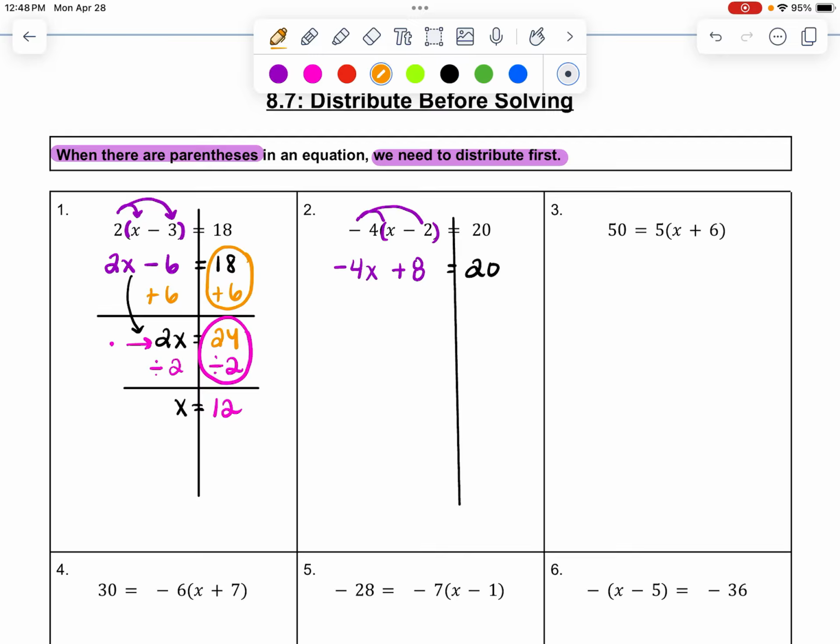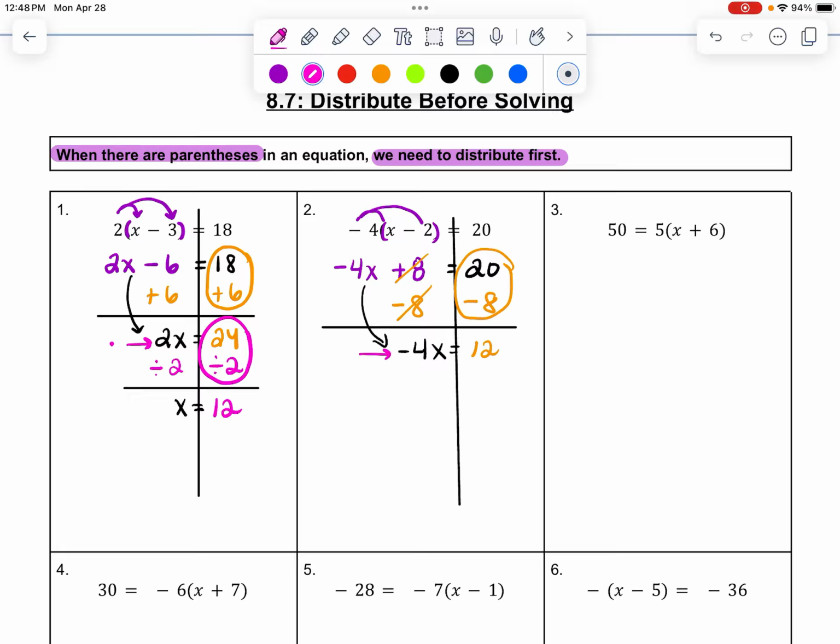We're going to start by reversing the number that is farthest away from x. So we're going to subtract 8 on both sides. When we do that, the 8's cancel, and 20 minus 8 is 12. On the other side, we're just going to drop down the negative 4x.